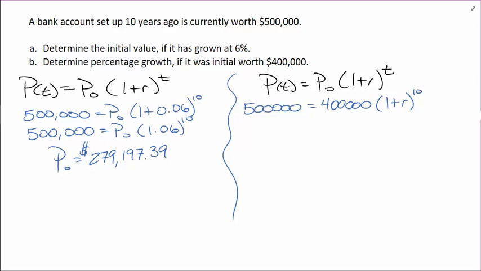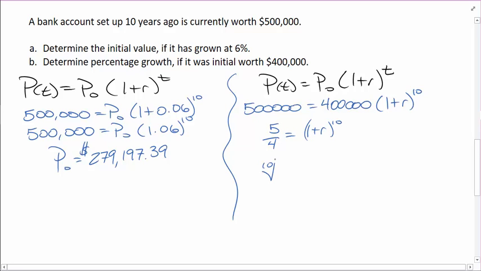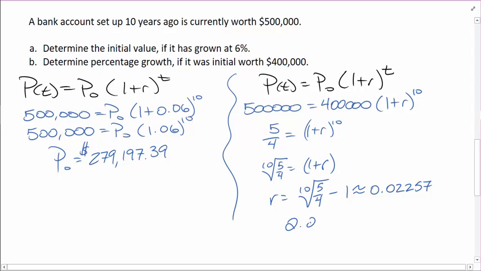We could solve this algebraically by dividing the 400,000 over. And then to get rid of the 10th power, we would have to take the 10th root of 5/4. We're then going to subtract a 1 over, and r would be equal to the 10th root of 5/4, which I can compute in my calculator, minus 1, which is approximately 0.02257. I should interpret this to be a percentage of 2.257%.